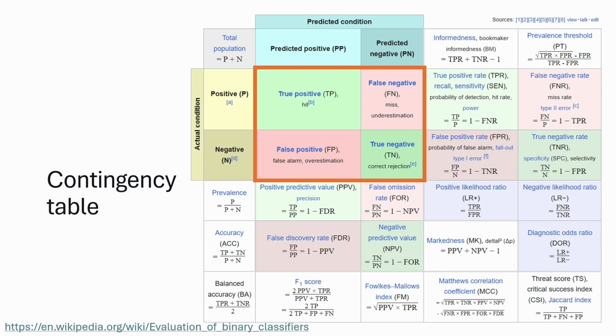F1 score is the harmonic mean of precision and recall, providing a single metric that balances both. F1 score is useful when we need a balance between precision and recall, and it is particularly useful in imbalanced datasets.